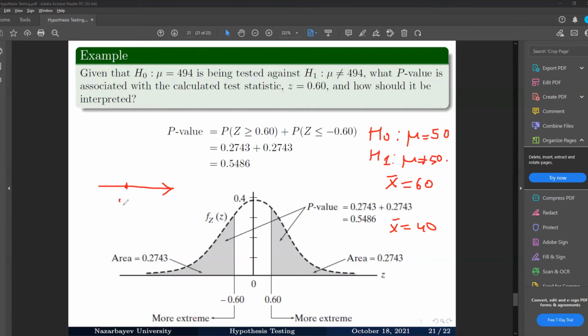For instance, let's say here is your mu naught, and let's assume that x bar is equal to 60. If another x bar is equal to 45, then since the distance from 45 to 50 is only 5, and from 50 to 60 is 10, this result is not as extreme as this one here. Since we are using a two-tailed test, we should also consider the probability of the test statistic being less than or equal to minus 0.60, the negative value of the test statistic that you have obtained.